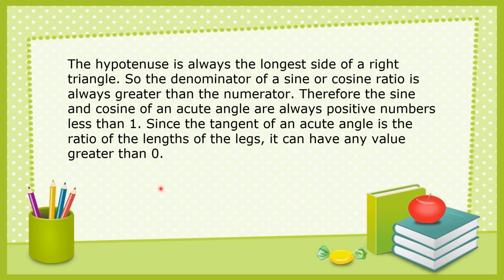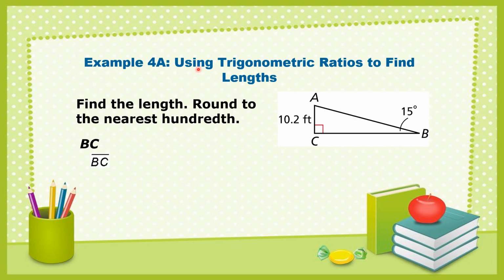Okay. So, always remember, class, the hypotenuse is always the longest side of the right triangle. So, the denominator of a sine or cosine ratio is always greater than the numerator. Therefore, the sine and cosine of an acute angle are always numbers less than 1, since the tangent of an acute angle is the ratio of the lengths of the legs, and it can have a value greater than 0. So, we have here, using the trigonometric ratios to find the length.